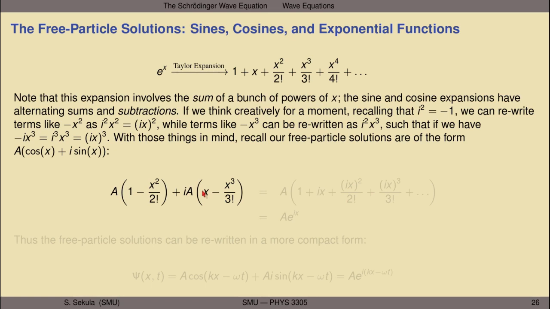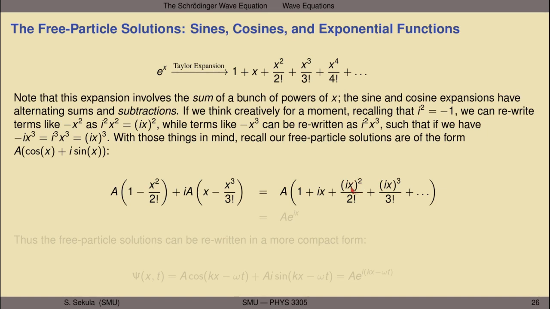Now, if we distribute the imaginary number i into the parentheses on the right-hand side of this sum, we can start employing the identities and relationships that I wrote up here. So for instance, negative i x cubed is just (ix) all cubed, and negative x squared is just (ix) all squared. So I wind up with terms like this. I have ix here, which is fine, we can leave that alone. I have negative i x cubed, and that can be replaced with positive (ix) all cubed. And that's done here. Now for the cosine, I have 1 minus x squared over 2 factorial. Well, negative x squared can be replaced with (ix) all squared.